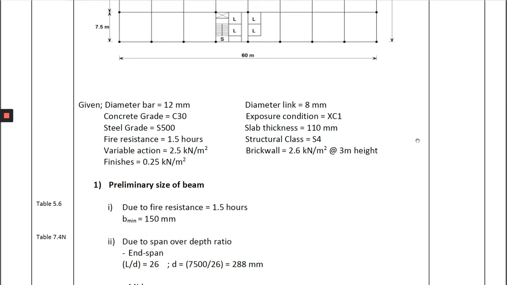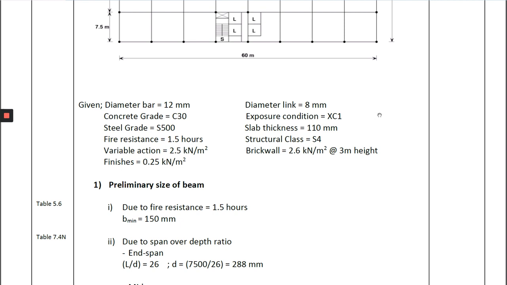The given data here: the diameter of the bar is 12 mm. You may assume any size, 12, 16, 20, 25, it is up to you. The diameter of the link is 8 mm. Concrete grade C30. It also depends on the structural purpose, so for a beam normally at least 30 Newton per millimeter square. The exposure classes depend on the location. Where is the location of the structure that we're going to construct?